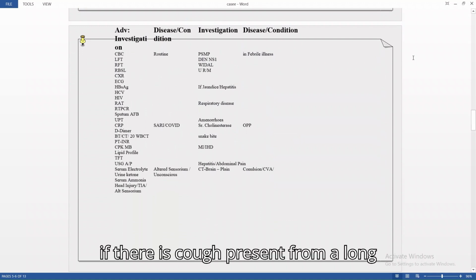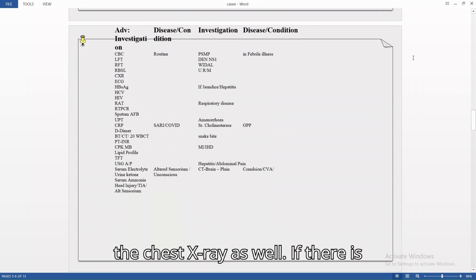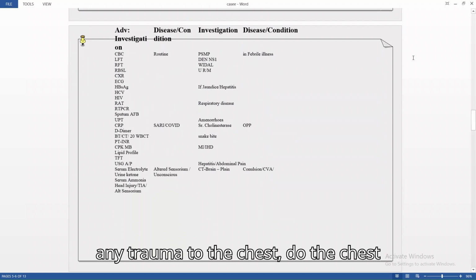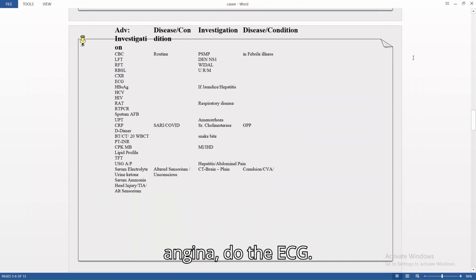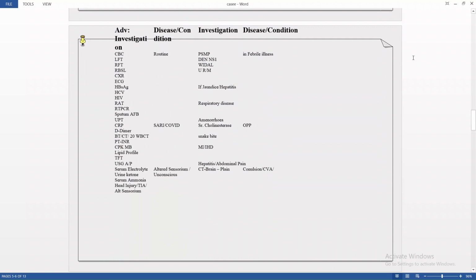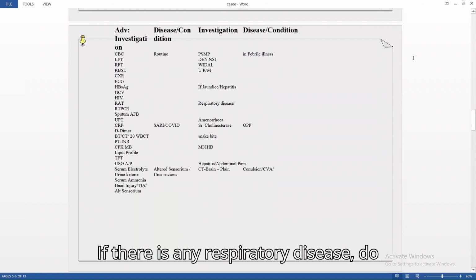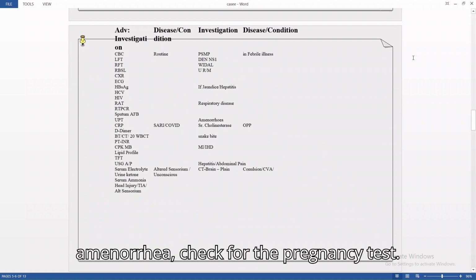If there is a cough present for a long duration, do the chest x-ray as well. If there is any trauma to the chest, do the chest x-ray. If you think the patient has angina, do the ECG. If you feel the patient has jaundice or hepatitis, check for HBsAg, HCV, HIV. If there is any respiratory disease, do RT-PCR, sputum examination. If there is any female who has amenorrhea, check the pregnancy test, do UPT.